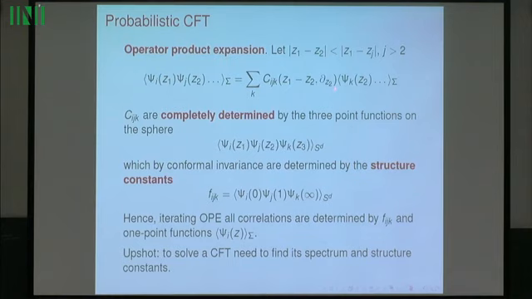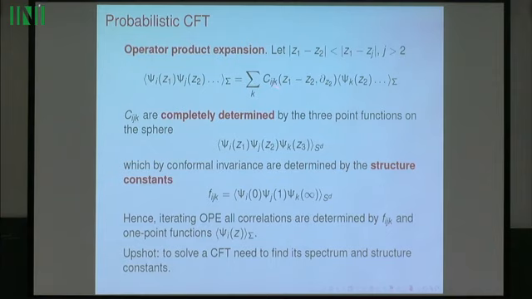Here we are thinking about formulating the theory on an arbitrary manifold. But once we take the points together, they are completely determined by three-point functions on the sphere. And these, because of conformal invariance, are just numbers. They don't depend on the points, and those numbers are usually called the structure constants of the theory. So this is one of the basic data of conformal field theory: these structure constants.